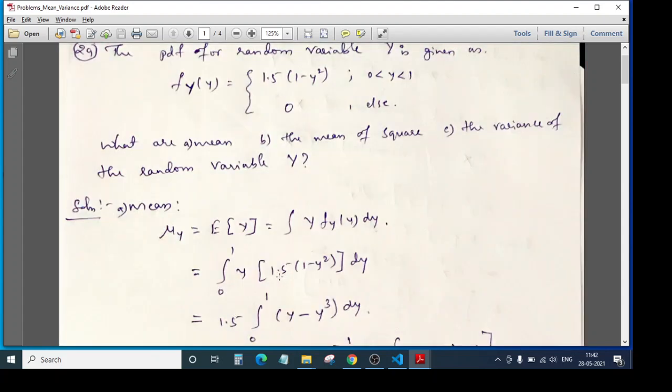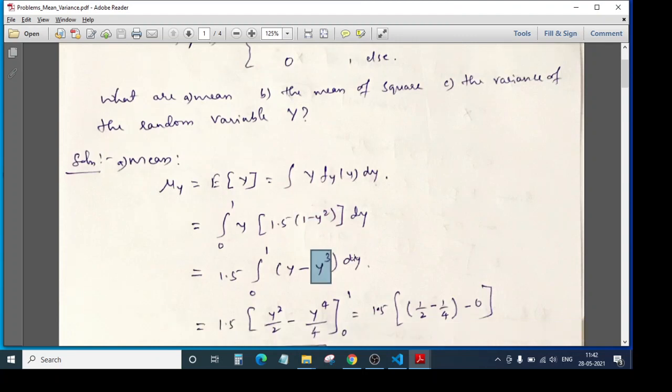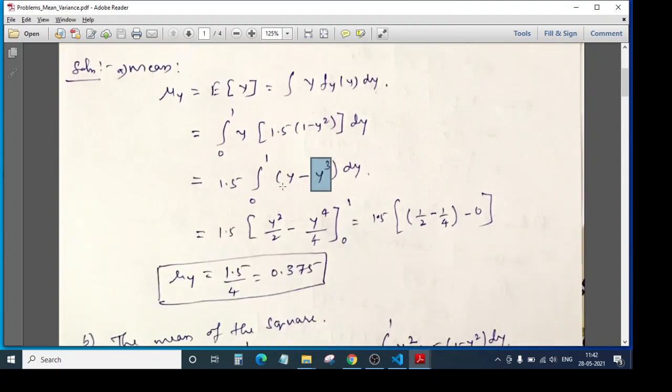So next multiply this 1.5 inside. Okay, sorry, remove this, 1.5 is a constant, so we will take it outside. We will multiply this y with the inside bracket, thereby it becomes y into 1, y, and y into y square, it will become y cube. Okay. Next step, we'll integrate this. Once I integrate this, it would be y square by 2. Next, if we integrate this, it is nothing but y raised to 4 by 4. Okay. Next, we'll put the limits 0 and 1.